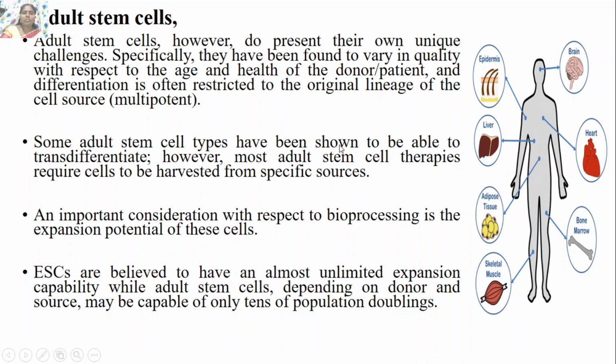Some adult stem cell types have been shown to be capable of transdifferentiation. However, most adult stem cell therapies require cells to be harvested from specific sources. An important consideration with respect to bioprocessing is the expansion potential of these cells. Embryonic stem cells are believed to have almost unlimited expansion capability, while adult stem cells, depending upon donor and source, may be capable of only tens of population doublings. Adult stem cells can be obtained from epidermis, liver cells, adipose tissue, skeletal muscle, bone marrow, cardiac cells, and the brain. These are the positions where adult stem cells can be obtained for the treatment of disease.